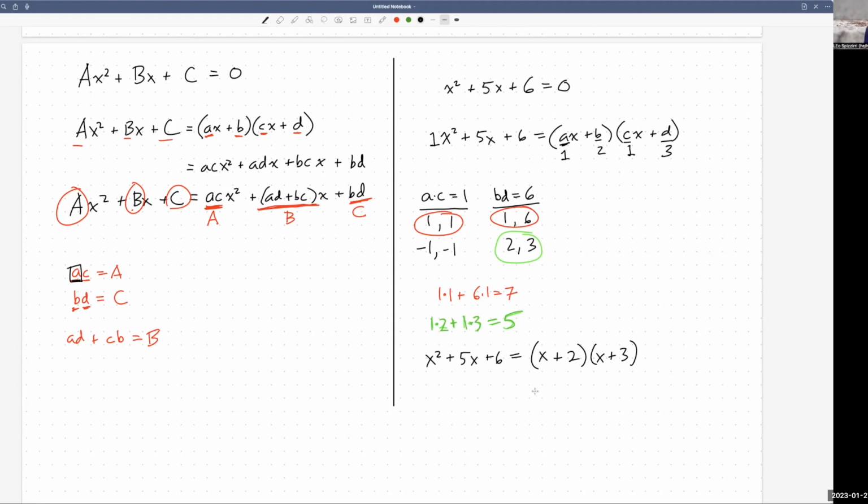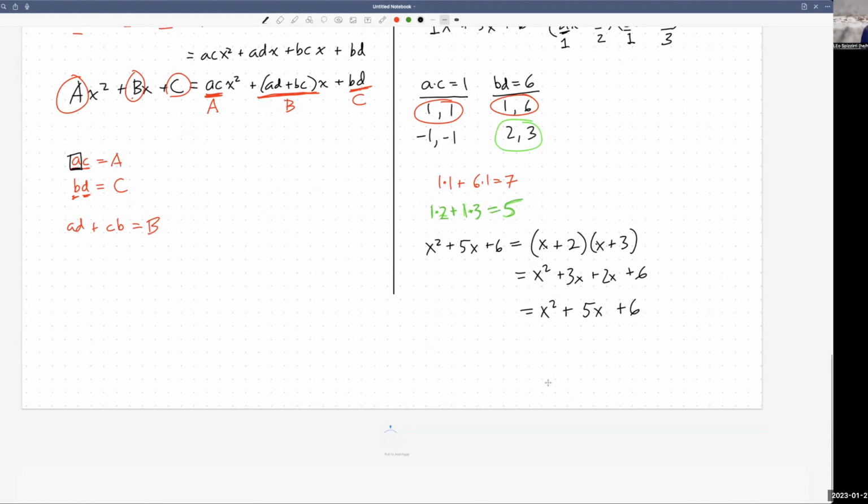And of course, we can always check our work. x times x gives me x squared. x times 3 gives me 3x. 2 times x gives me 2x. 2 times 3 gives me 6. And we get x squared plus 5x plus 6, since 2 plus 3 is 5. Which is indeed equal to what we started with.